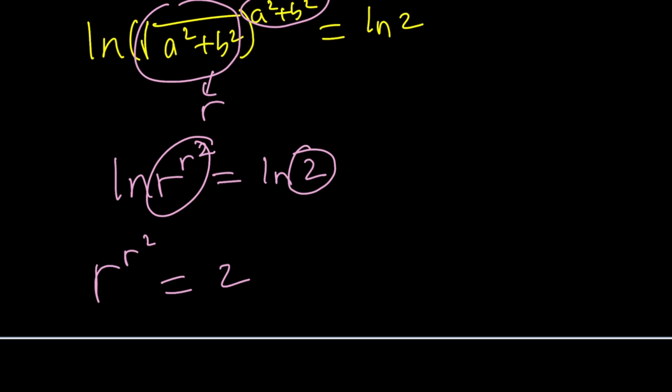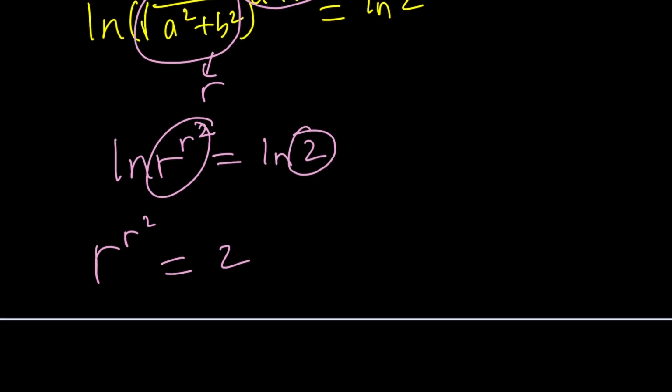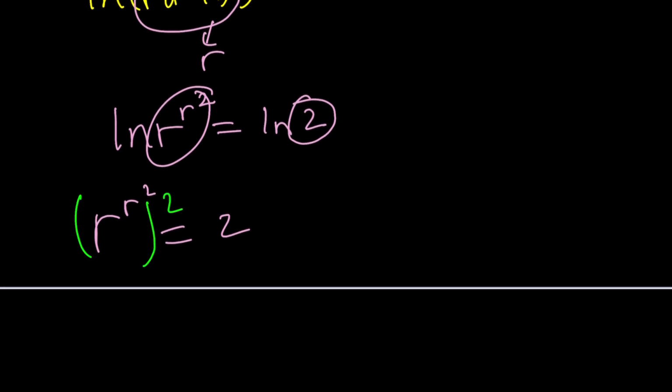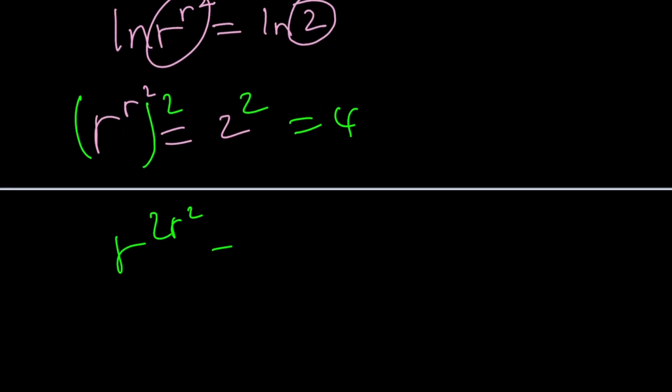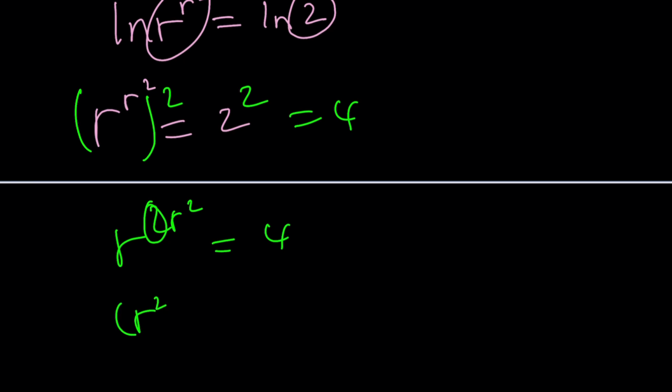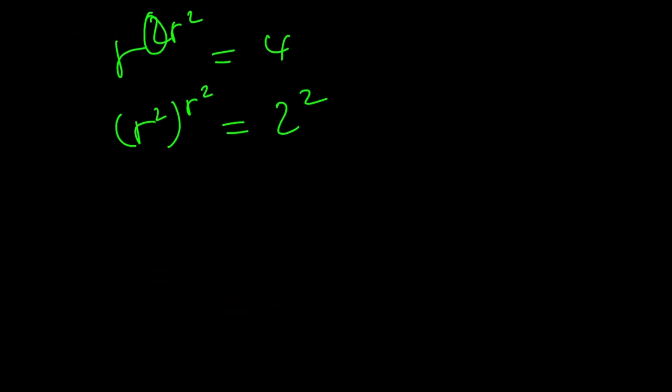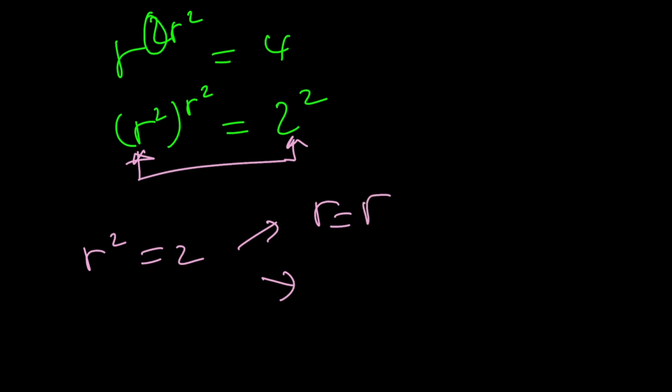There's a couple different ways to go about it. Let me show you. First, I'll square both sides. That'll give me 4. And then this will become r to the power 2r squared equals 4. And then I'll put this 2 inside as an exponent and write this as r squared to the power r squared equals 2 to the 2. And from here, tada, one-to-one correspondence, r squared equals 2. That gives me two solutions, root 2 and negative root 2.